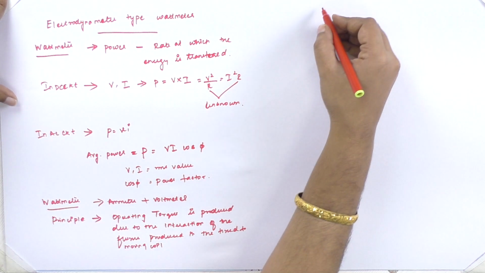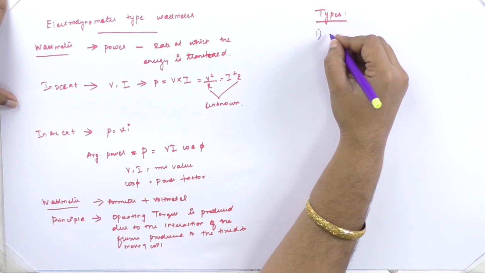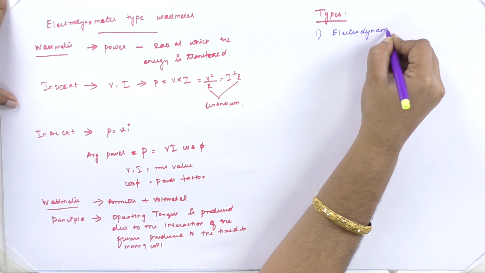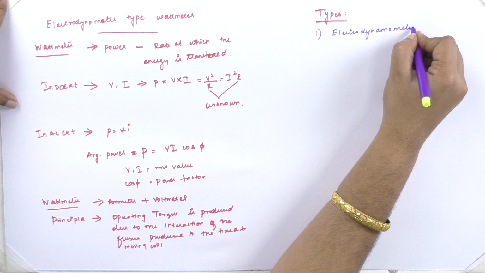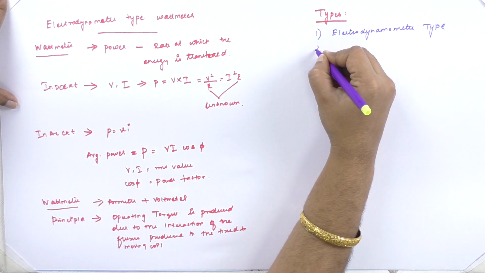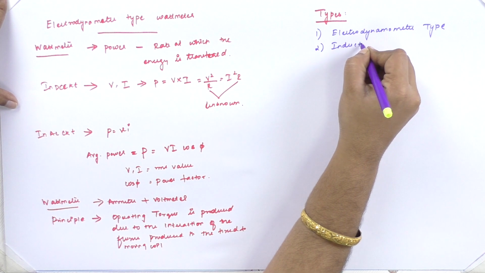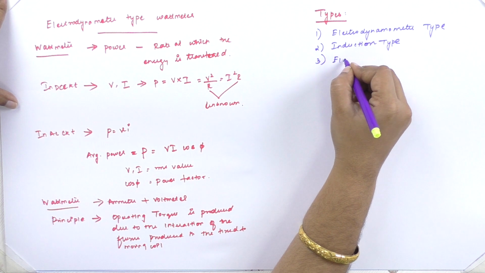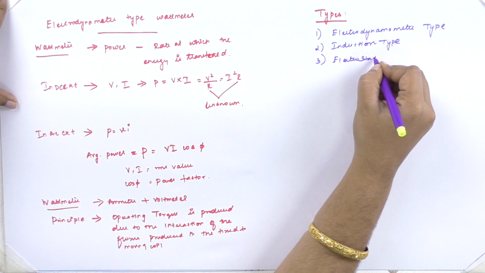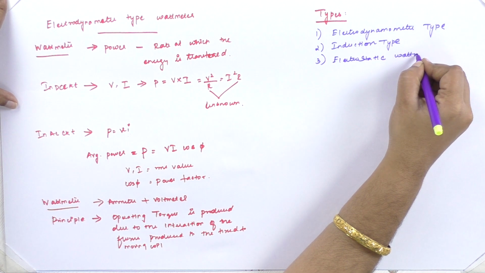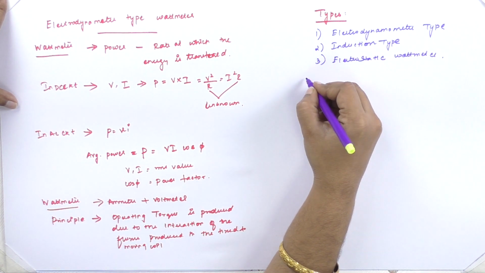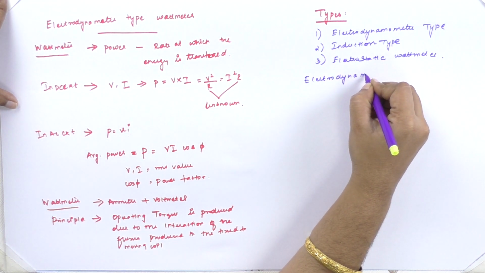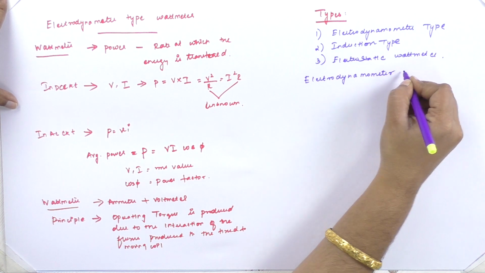Let us see the types of wattmeter. We have three types of wattmeters. One is the electrodynamometer type wattmeter. Second, the induction type wattmeter. And third, the electrostatic wattmeter. We are going to see the first one, the electrodynamometer type wattmeter.